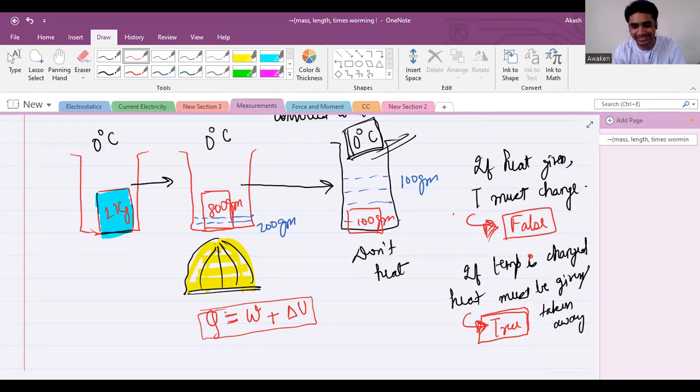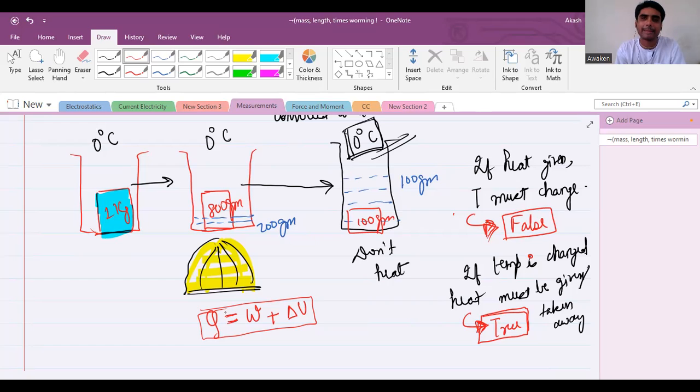Don't you think so? I have tried this because I daily do skipping, but I never felt my temperature increase. See, if your temperature will not increase, then why will you sweat? Sweating happens to cool the body. So sometimes even without giving heat, we can increase the temperature of a system by doing some work on the system.